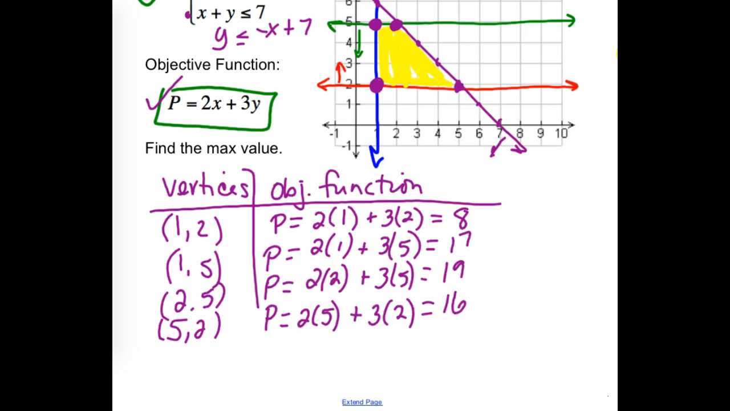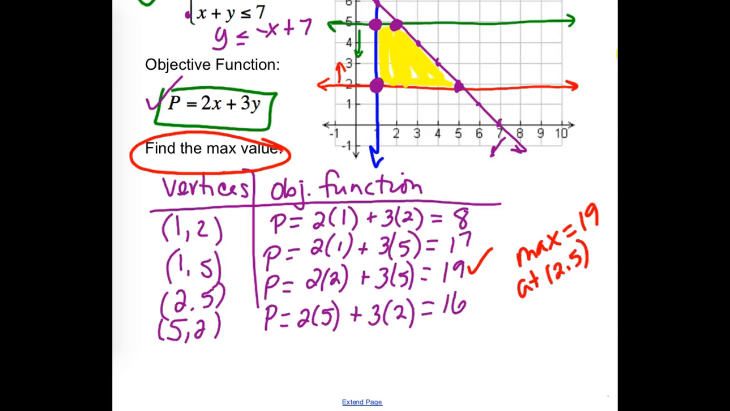So the question was, find the maximum value, right? Which one gets us the biggest amount? So I would say my maximum is 19, and it happens at the point, what was it, 2, 5? Okay. All right, questions? This is really like deja vu. It should be deja vu because this is review of stuff we've done this semester, right?